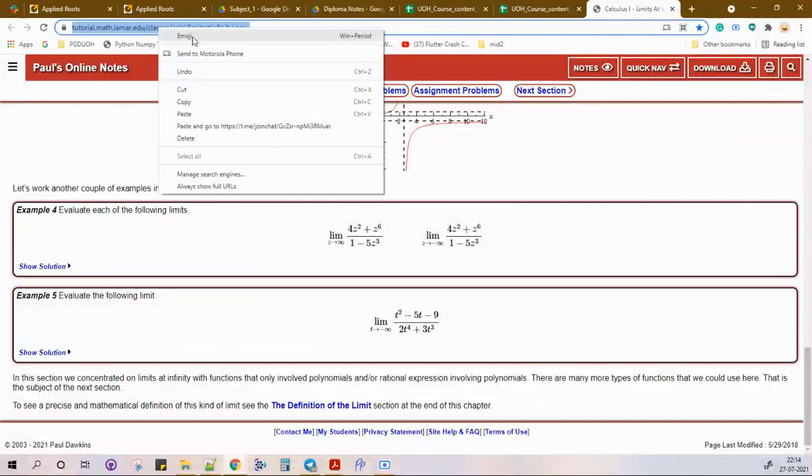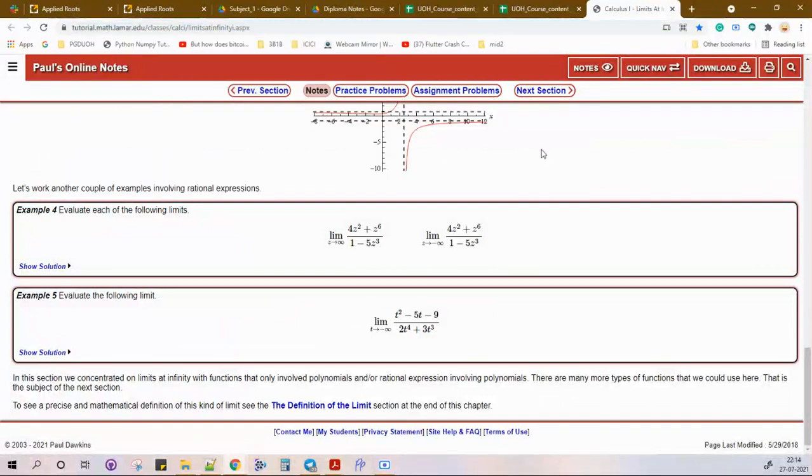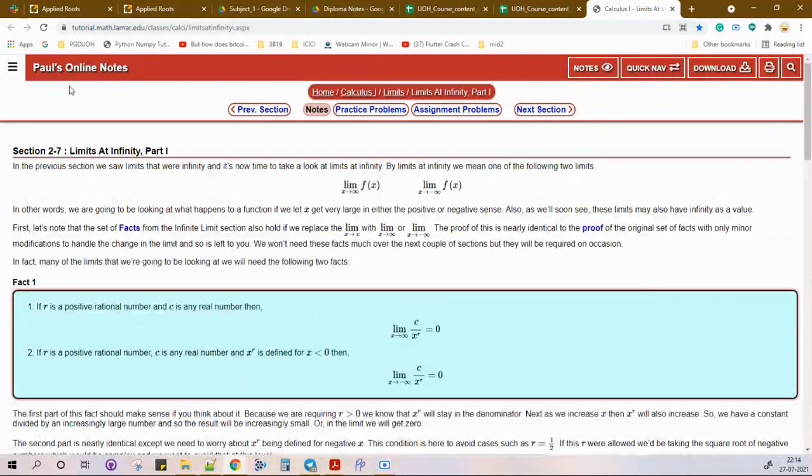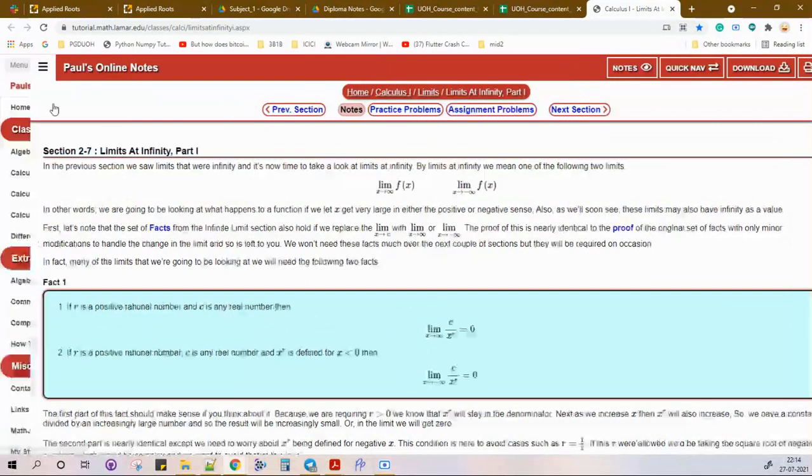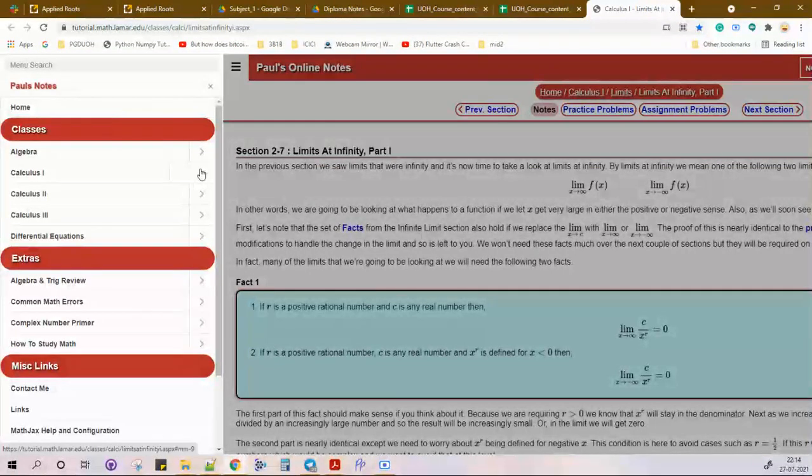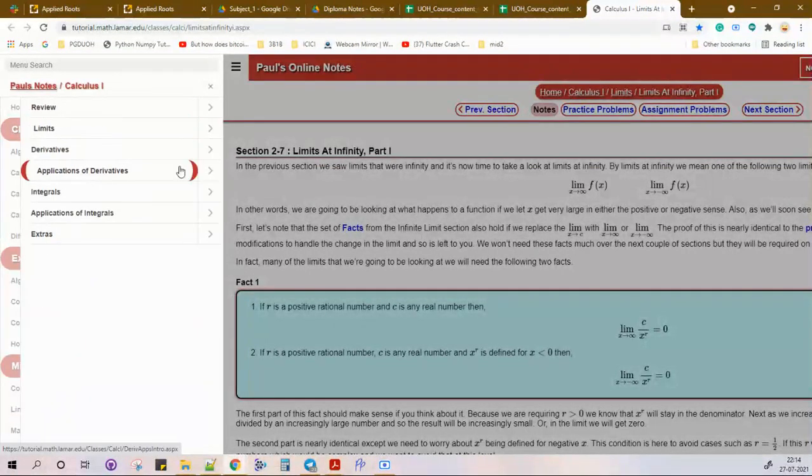Mayur, can you ping it in the chat? Sure. It is not a beautiful site, but the content is good. You can go to Calculus 1. Brilliant is also good. Yes, brilliant.org is also good. Definitely.